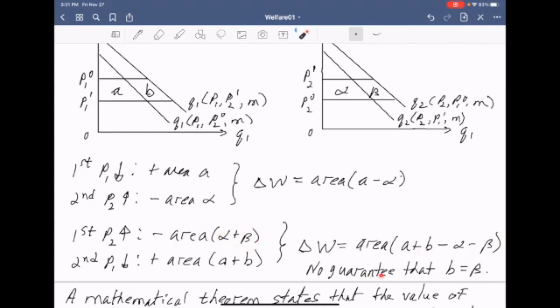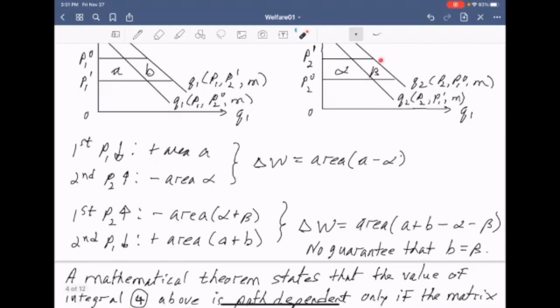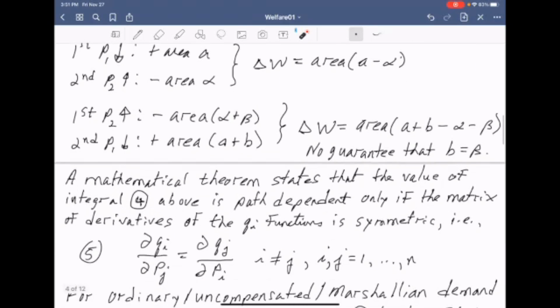Now, there's no guarantee that B is equal to beta. So if this area here and this area here were the same, then we would have the same area here as in this measurement. So in other words, there wouldn't be any path dependency, as we call it. But there's no reason to think that beta and B are equal except by a fluke.